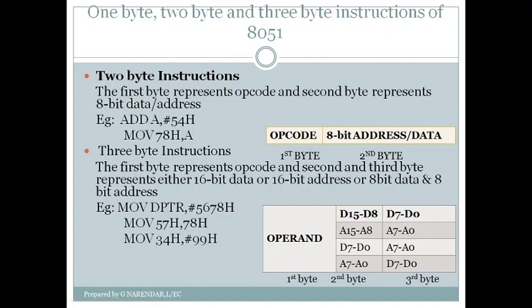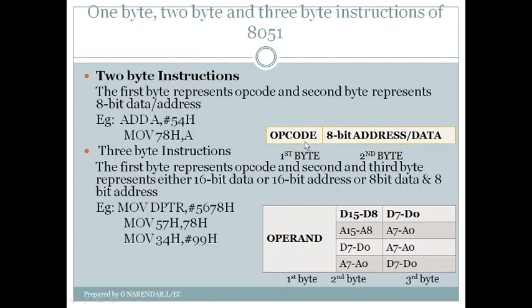Certain instructions will fall under this category, the 2 byte instruction. So that means the total instruction size is 2 bytes. That means when it is stored in the memory, it takes 2 memory locations. And you can see the general format of the 2 byte instruction shown here.